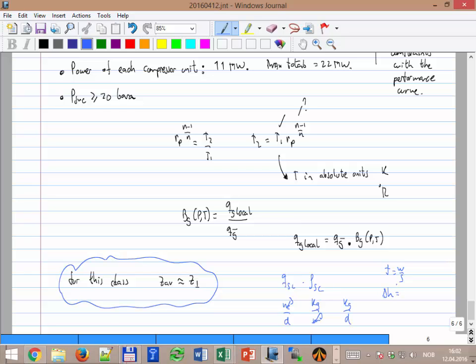Watt is joules per second. So we have, this is kilojoule. Let's see if the units make sense. Okay, power equal to delta H polytropic times the mass rate. This is in kilogram per second, and this is in kilojoules per kilogram. And then these two cancel each other, it's kilowatt.